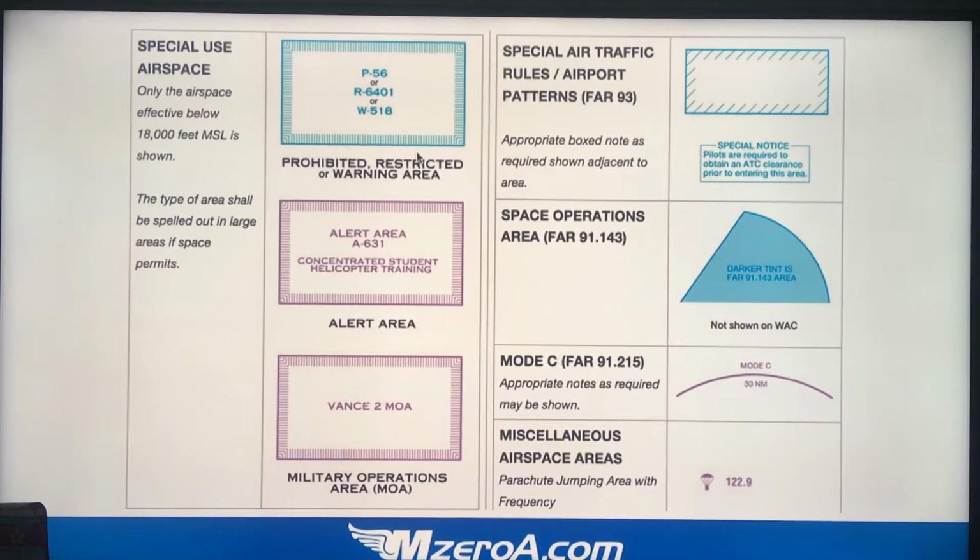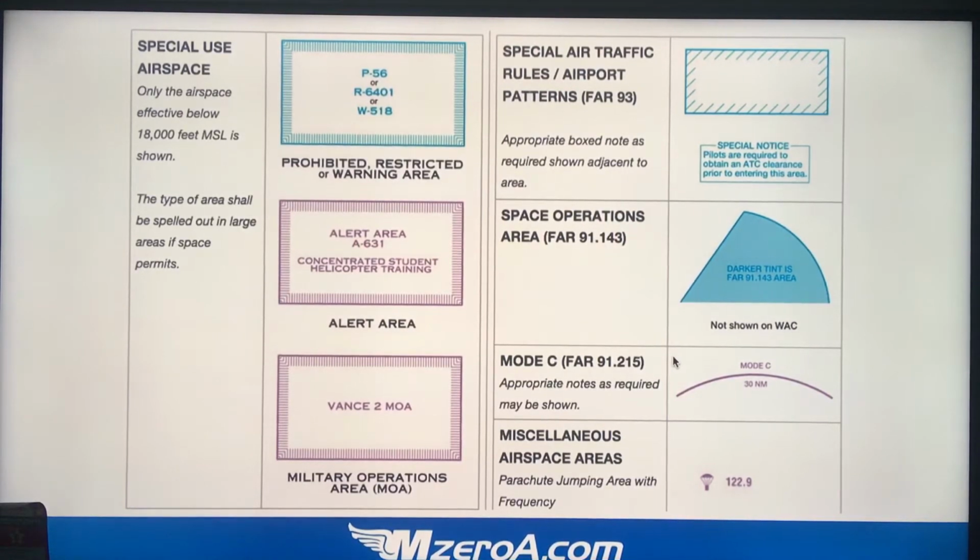You'll see special use airspace. Blue hash marks show prohibited areas with a P, restricted with an R, warning with a W. The hash marks that are magenta show our alert areas and our MOAs, military operations areas. A thin magenta line is our Mode C veil, that 30 nautical mile Mode C veil.